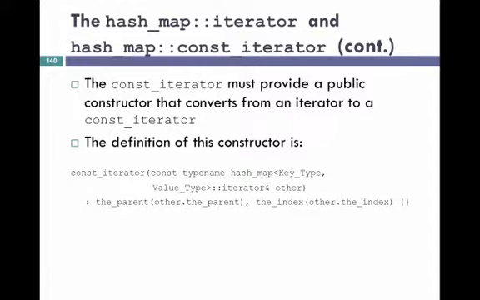Now, the const iterator must provide a public constructor that converts from an iterator to a const iterator. And here's the definition of that constructor. It takes a reference to an iterator to a hash map as the parameter, and it initializes the parent and the index from other.